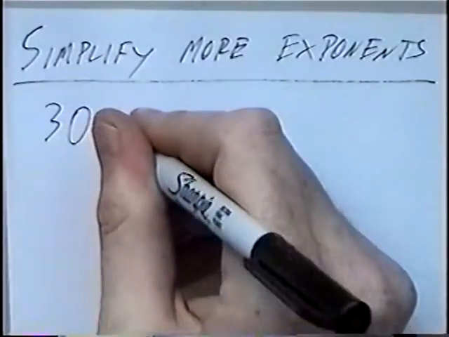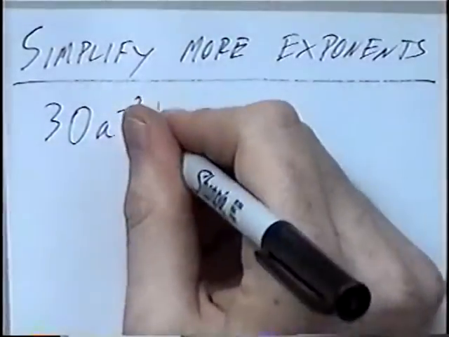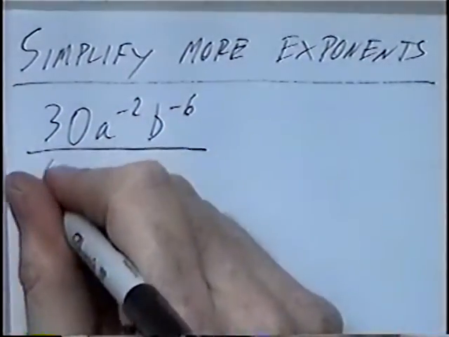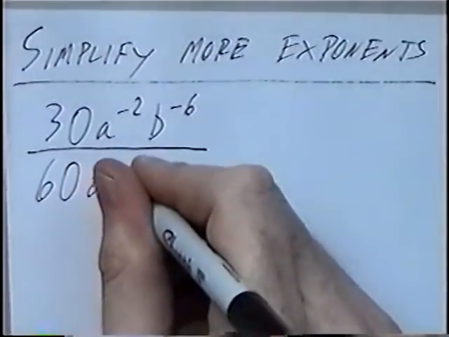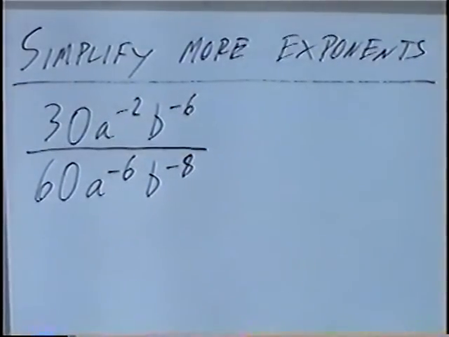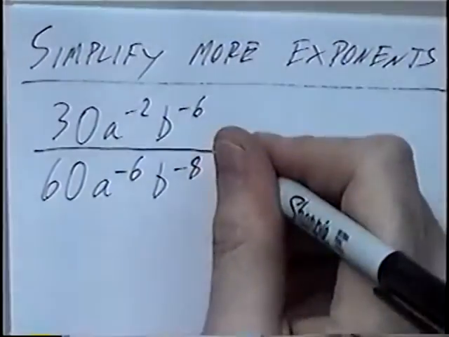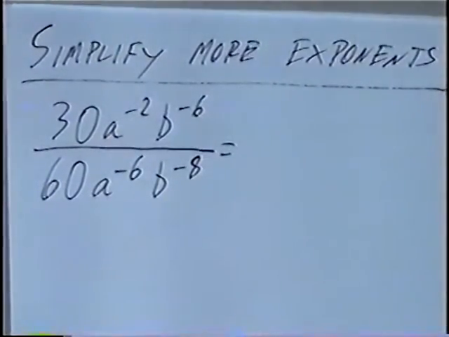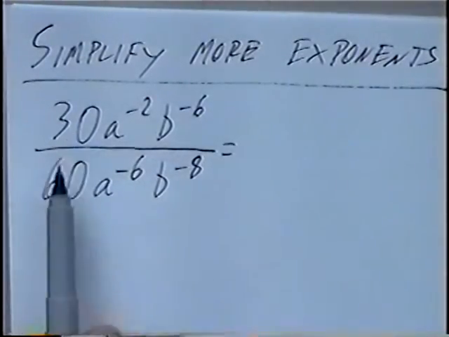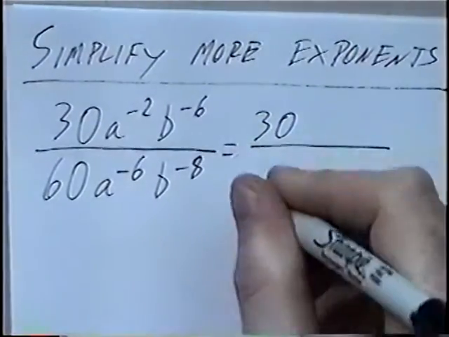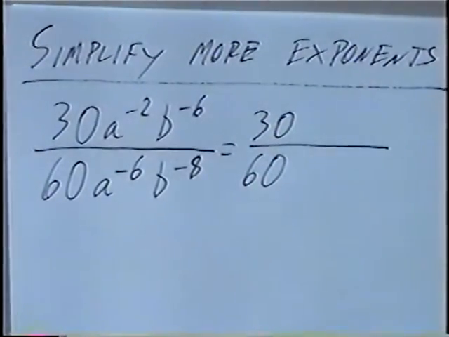First question, 30 a to the negative 2 power, b to the negative 6 power, all divided by 60 a to the negative 6 power and b to the negative 8 power. Simplifying exponents, one of the first steps we can do to get rid of negative exponents is to take the reciprocal of each one. The coefficients 30 and 60 do not have negative exponents, so 30 would remain the same and 60 would remain the same.